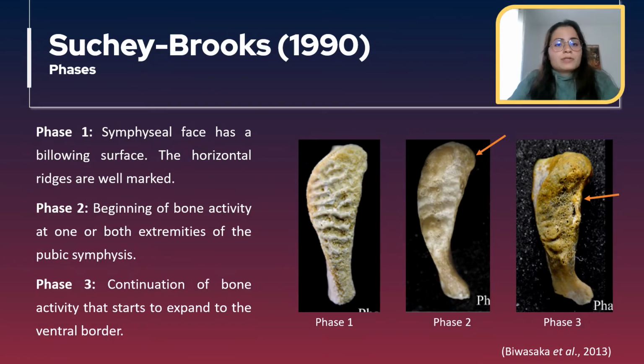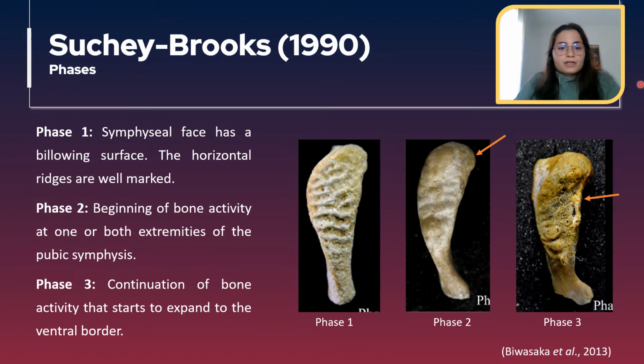I will explain you now the 6 phases. In the original method there is more information about each phase, but I resumed it to be more understandable. In phase 1, the symphyseal face has a billowing surface and the horizontal ridges are well marked. As you can see in this image, the ridges are very well marked.